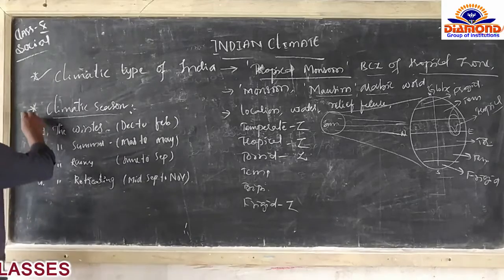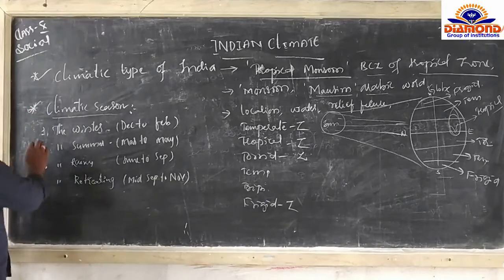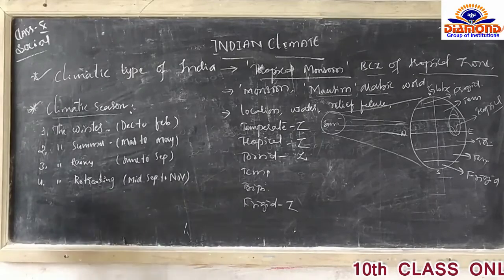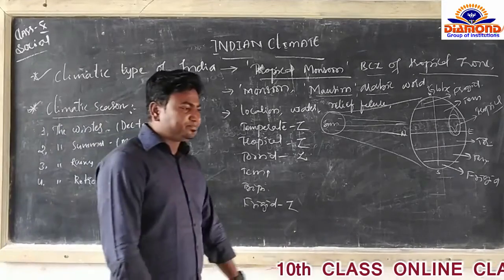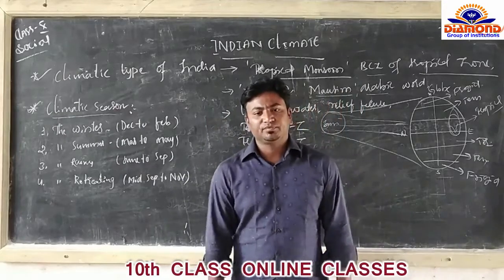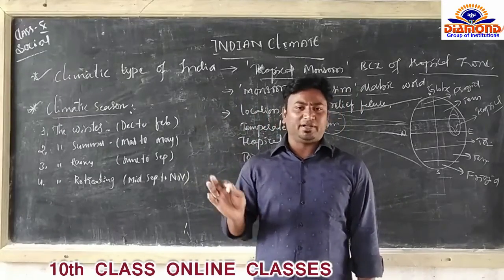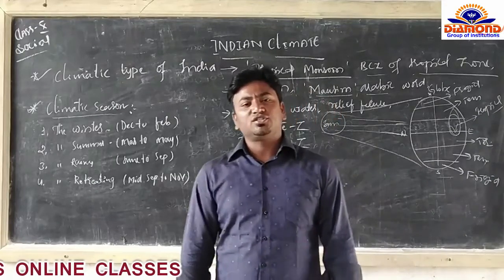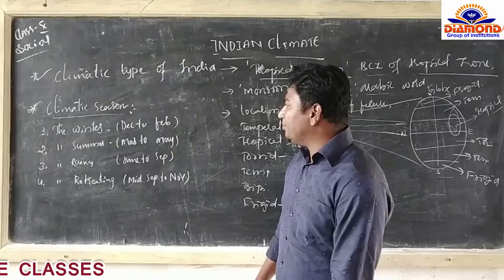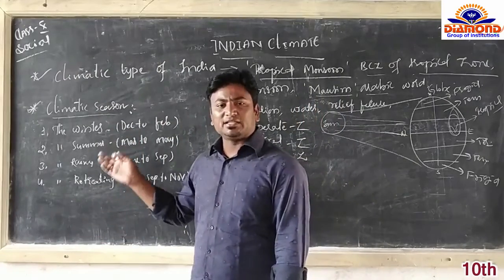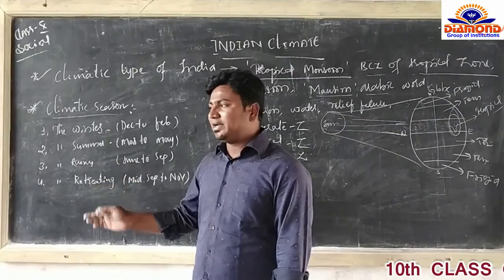So we are going to understand the second thing, that is about the climatic seasons of India. When we come to the climatic conditions of India, every country has its own seasons. The months are different, the days are different. Even India has its own climatic conditions. Based on that, we're going to see there are 4 climatic seasons available in India.